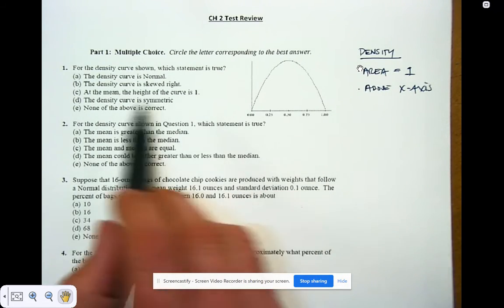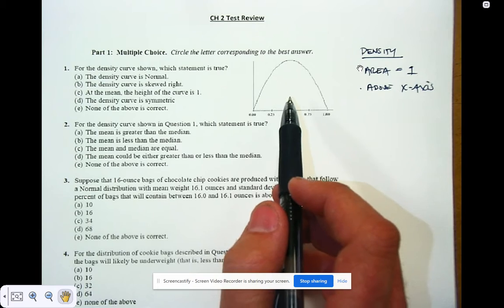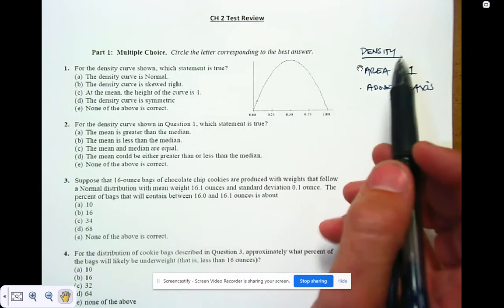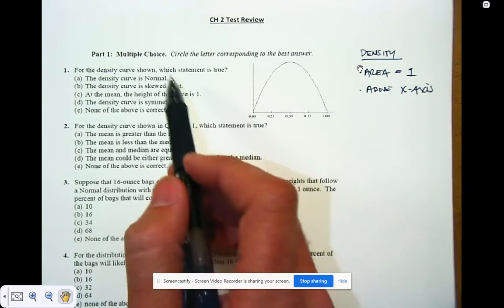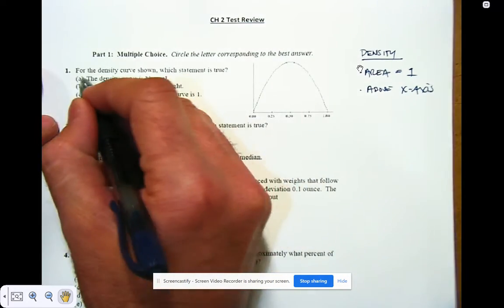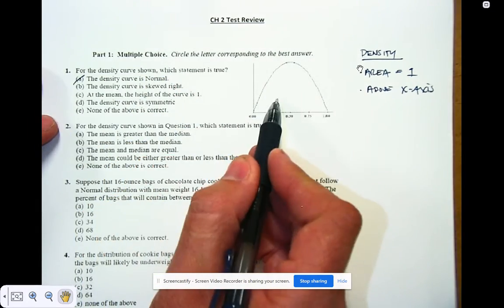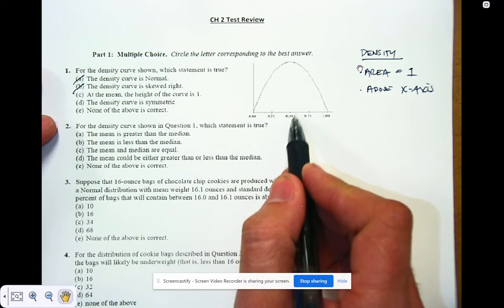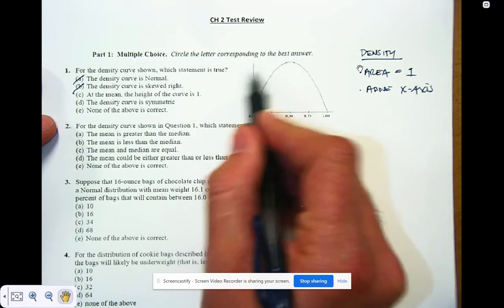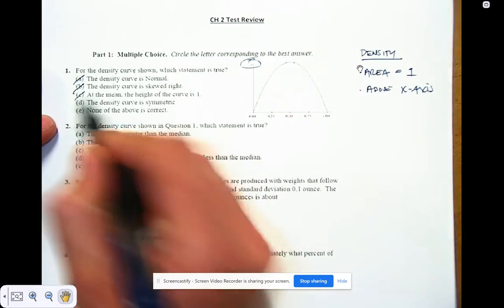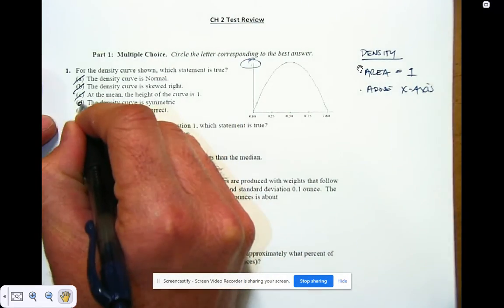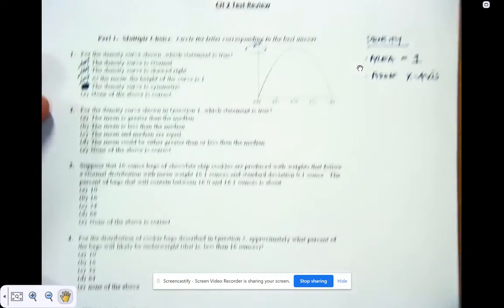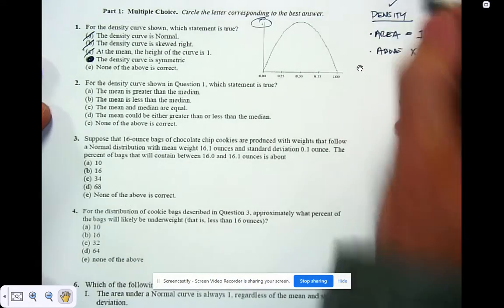Okay, so this one is normal. Well, we don't know that. It didn't say that it was normal. Just because it's a density curve does not mean that the distribution is normal. So that's not correct. The density curve is skewed to the right. It doesn't look like it. The mean, the height of the curve is 1, so the mean would be right in the middle. We don't even know how high it is, so that doesn't make sense. It is symmetric, yeah. Pretty straightforward, pretty simple. This is really the review piece there.